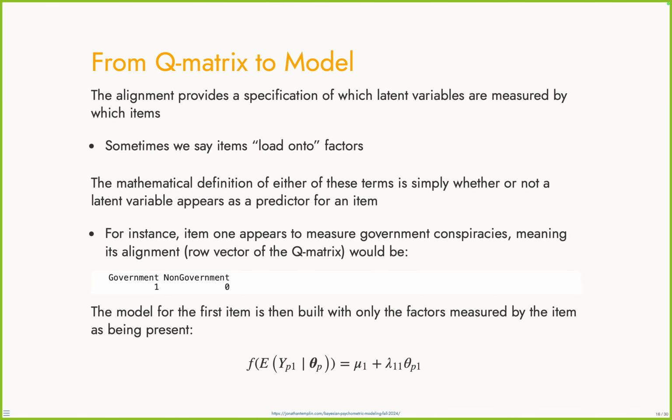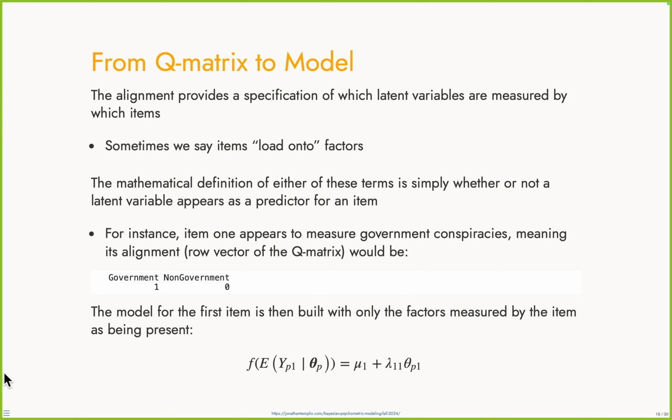So now, from Q-matrix to model. Once we have our Q-matrix, we can then build our analysis model out of it. The alignment itself provides a specification of which latent variables are measured by which items. Sometimes we say items load onto factors. You may have heard that before.